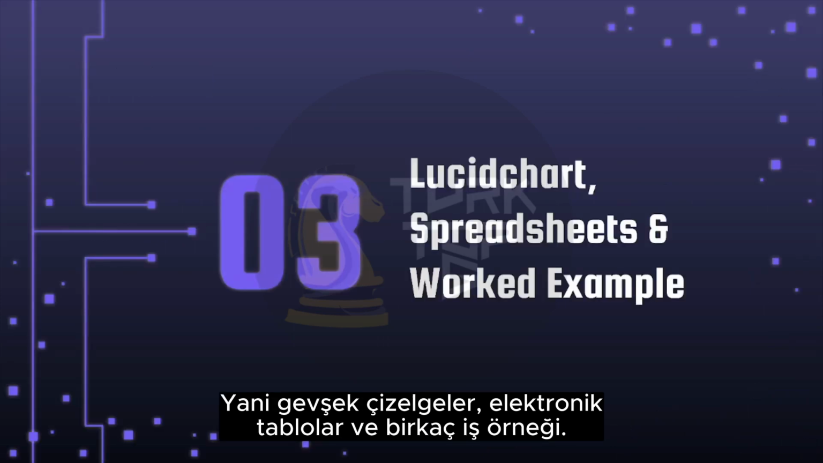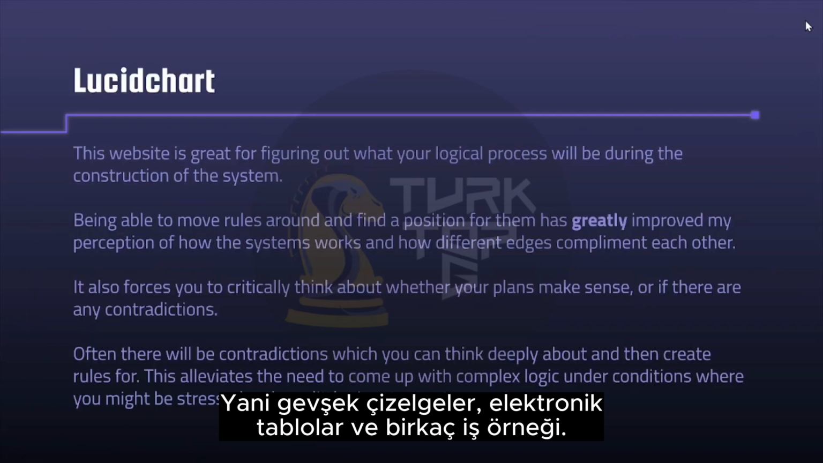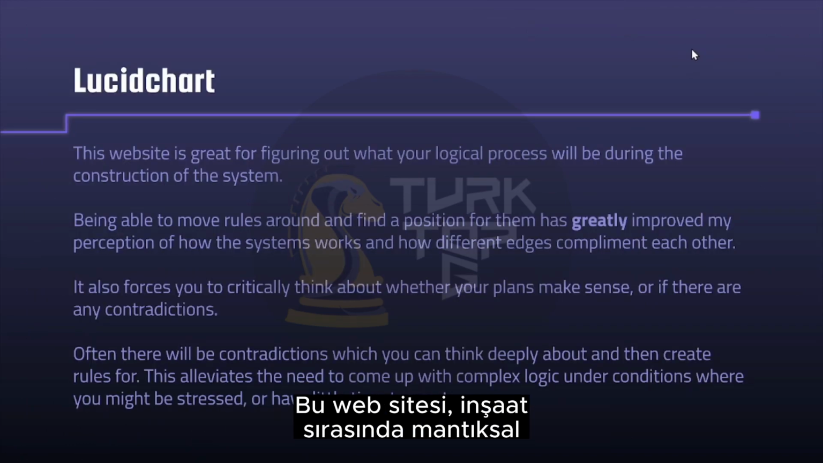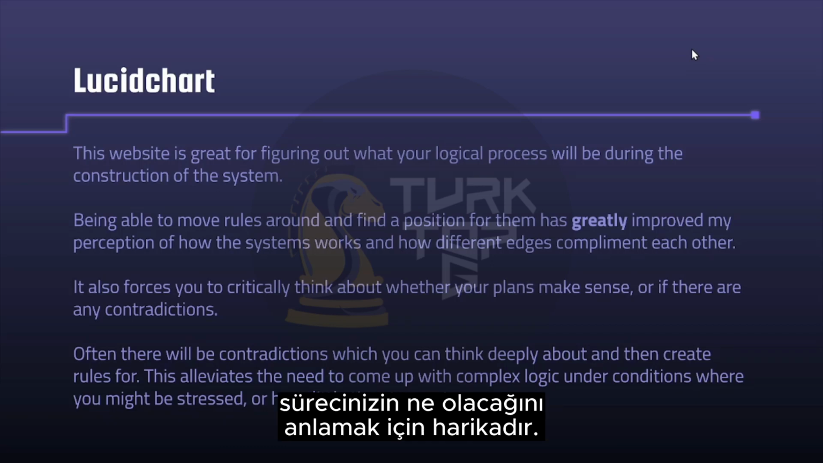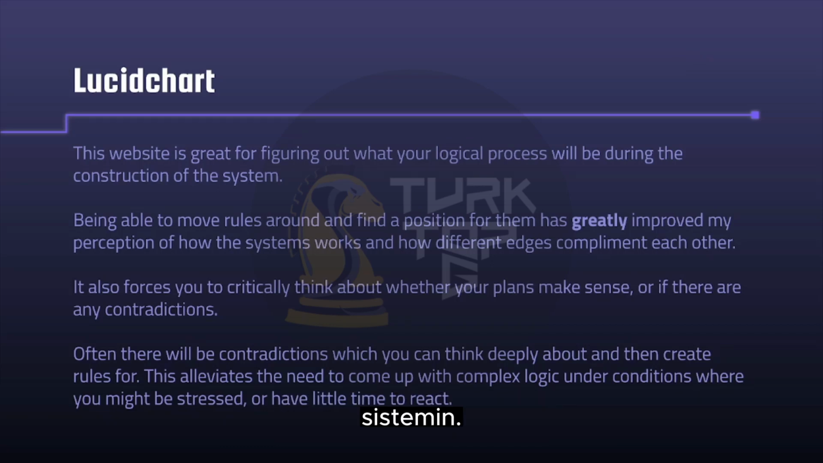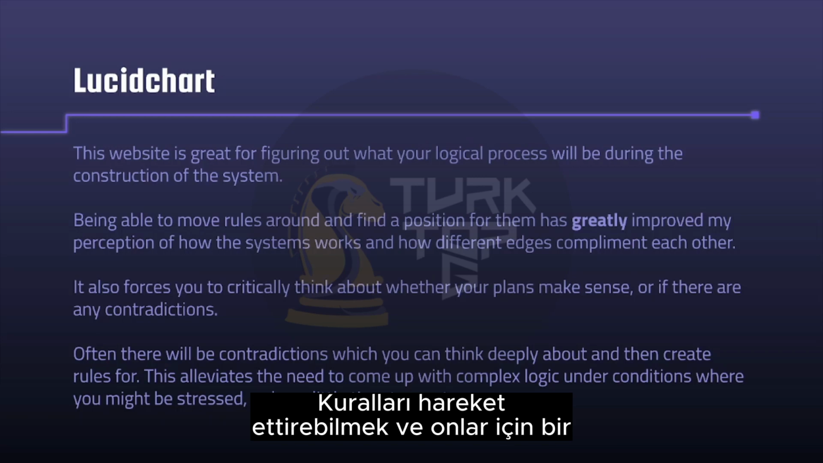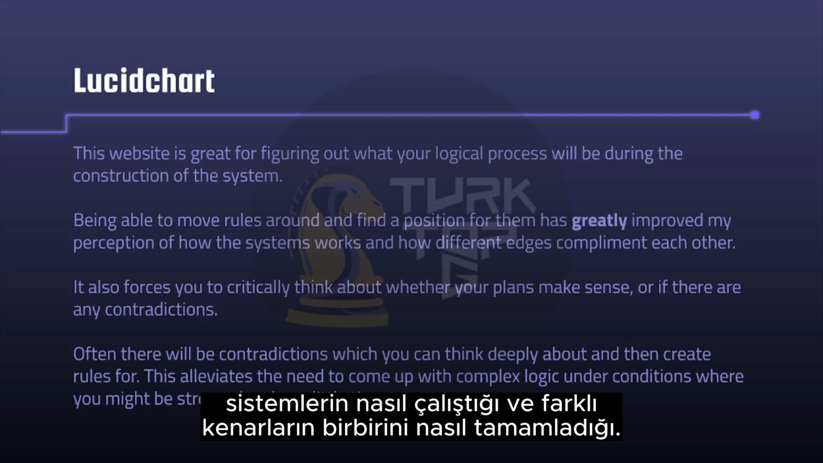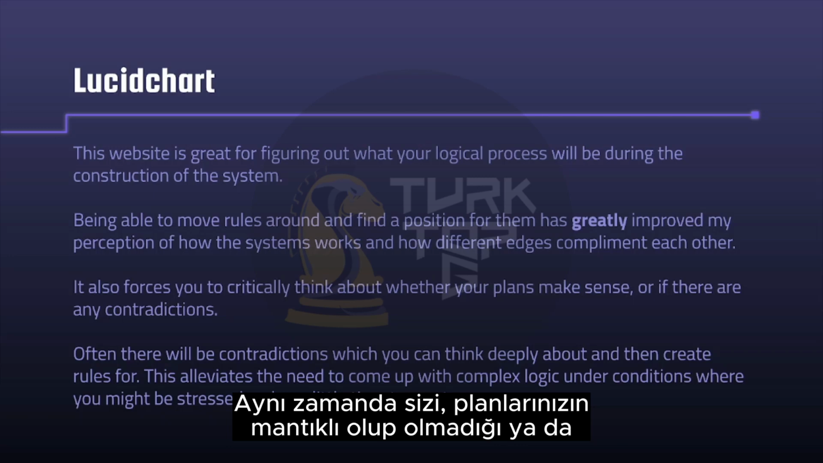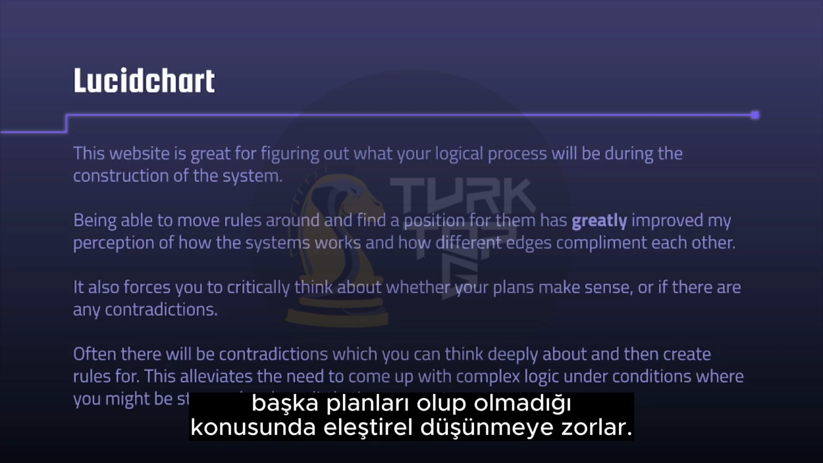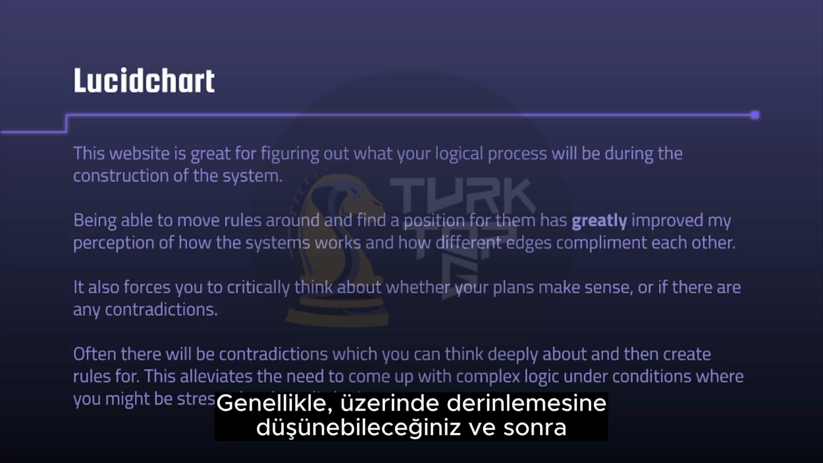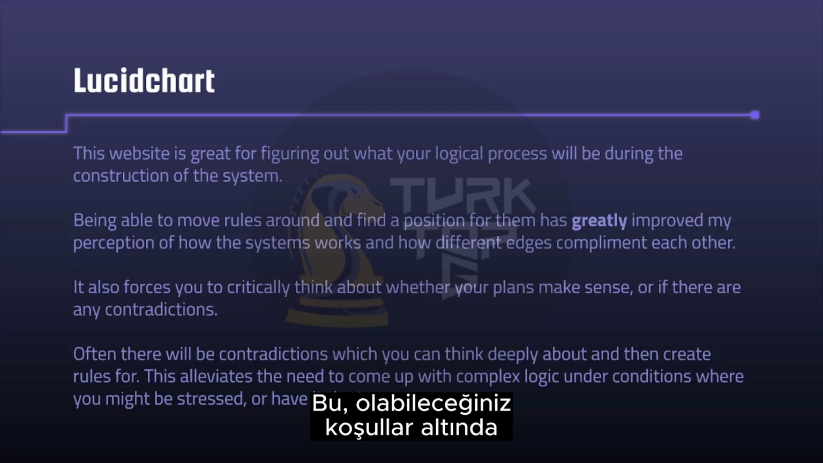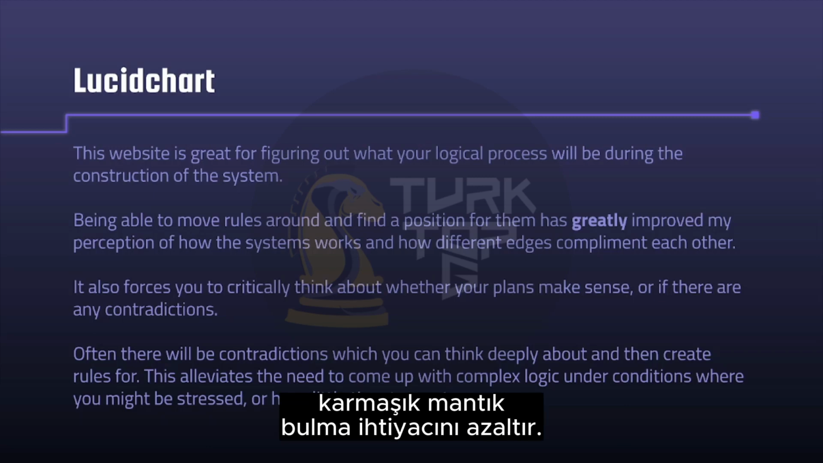Okay, so Lucidchart, spreadsheets, and a couple of worked examples. So Lucidchart, this website is great for figuring out what your logical process will be during the construction of the system. Being able to move rules around and find a position for them has greatly improved my perception of how the systems work and how different edges complement each other. It also forces you to think critically about whether your plans make sense or if there are any contradictions in them. Often, there will be contradictions which you can think deeply about and then create rules for. This alleviates the need to come up with complex logic under conditions where you might be stressed or have little time to react.